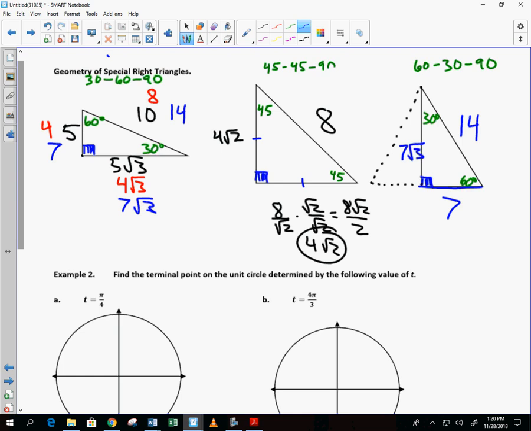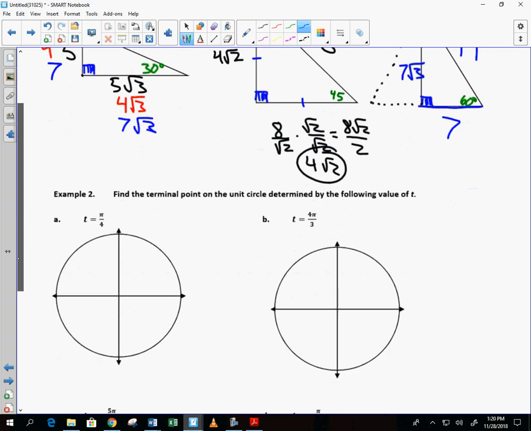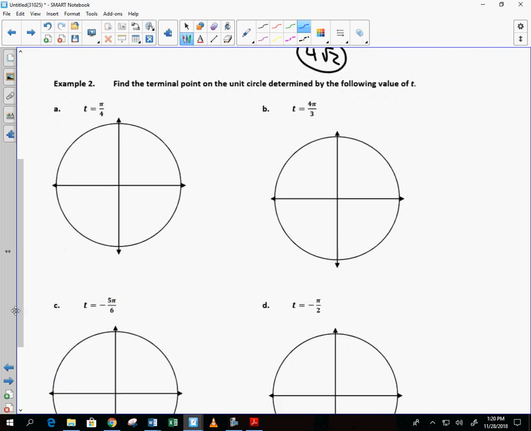Hopefully that's a nice little review of what you learned in geometry, your relationship between your 30, 60, 90 and 45, 45, 90 triangles. This will now allow us to find the terminal points on the unit circle for the determined angle value of t. So what the heck does all that mean? We're going to walk you through together, and it's going to be no big deal.